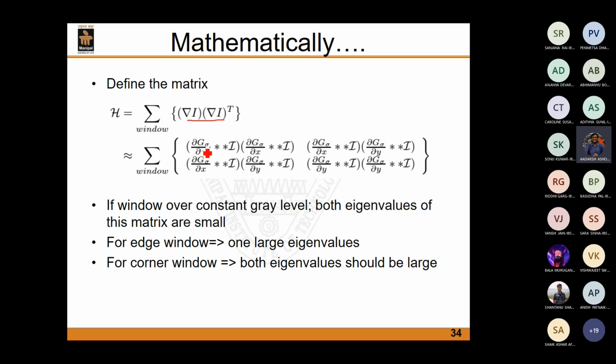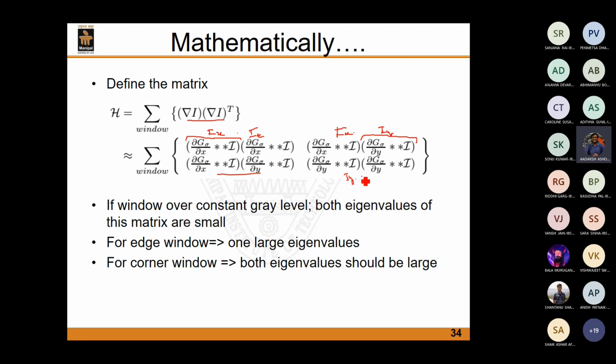Now here, if you see this term over here, this is nothing but the partial derivative along x direction, so this is ix. This is also ix. This term here is basically iy, and the rest of the things are the same. So here I'm trying to calculate ix into ix. Here I have ix into iy. This is ix into iy. Here also I have ix into iy, and here I have iy into iy.